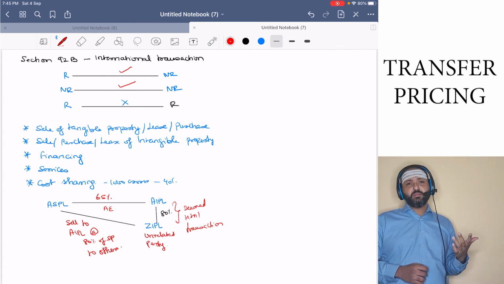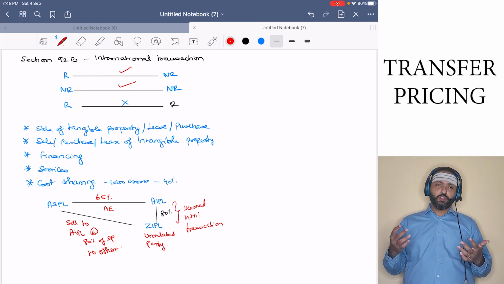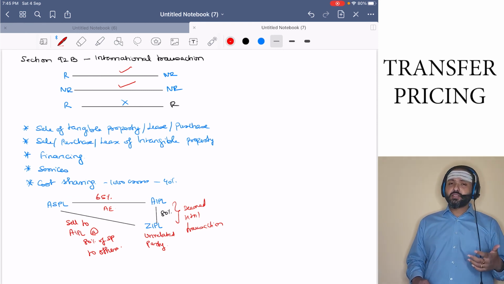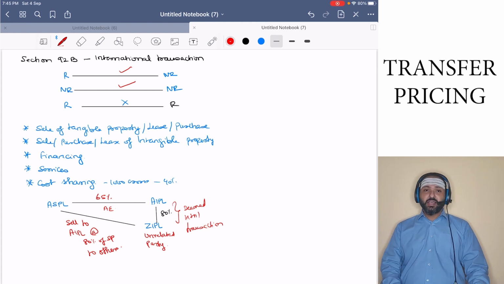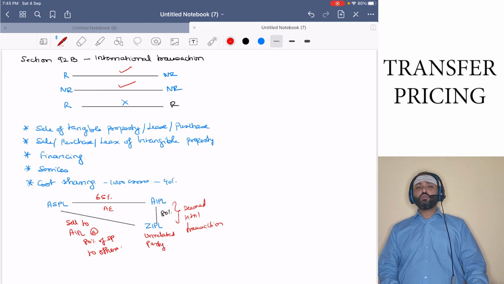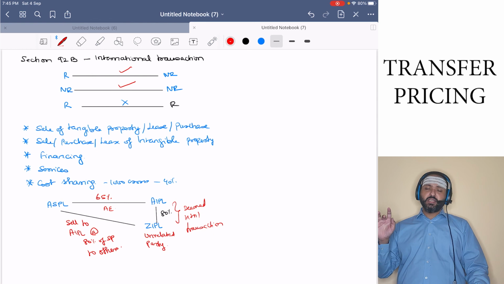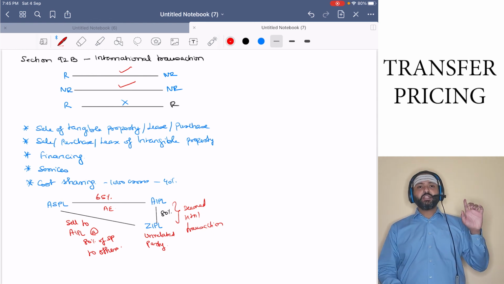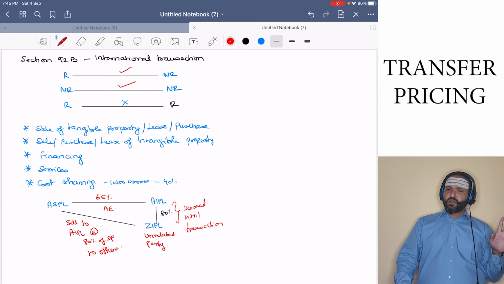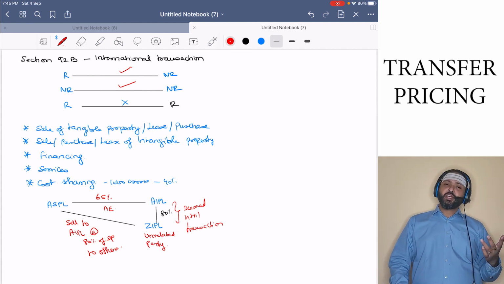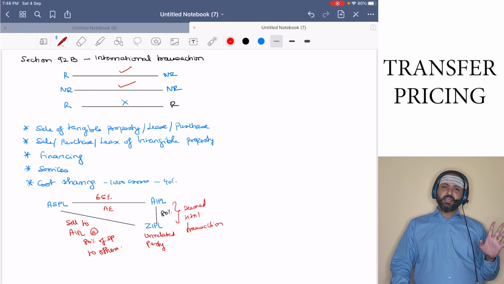Can both parties be non-resident? Yes, there can be two parties who are non-residents. What are the transactions generally covered within the ambit of section 92B? It can be sale, purchase, lease of tangible property, sale, purchase, lease of intangible property. It can be financing, it can be services, it can also be cost sharing between enterprises, which will be classified as international transactions.